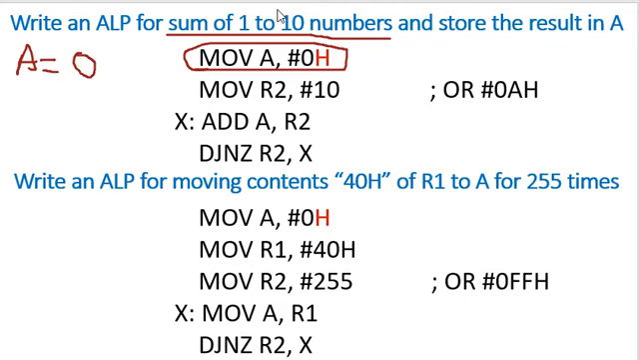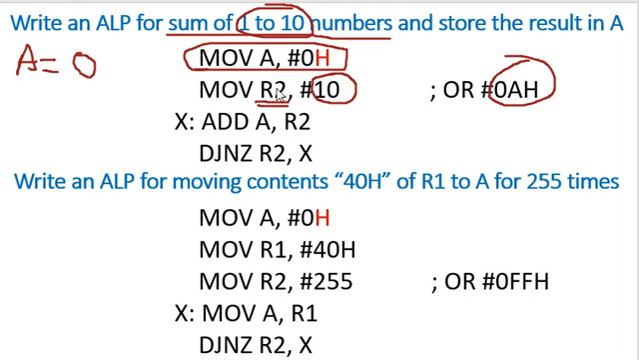Next, since this operation has to be performed 10 times, the counter has to be set. Here R2 will take the role of counting the loop for 10 times, so the decimal value 10 is loaded. If someone wants to operate with the hexadecimal value, instead of 10 one must write 0AH. This is the default technique for writing the ALP. The counter will be loaded with the value, since we need to add 1 to 10 numbers, so it has to be repeated 10 times.